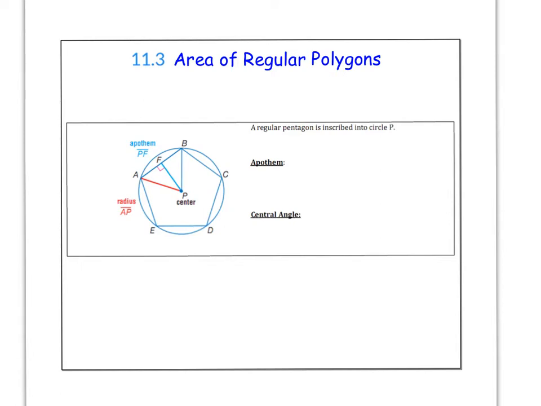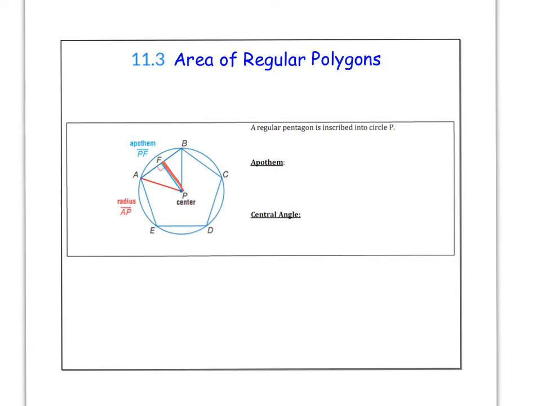And one of the new vocab words for today is the word apothem. And an apothem is kind of like a radius. In a circle, you can have a radius that starts at the center of the circle and goes to the edge. Well, in a polygon, you have what's called an apothem. And so right here, FP is an apothem. It starts at the center of the polygon and goes to the middle of one of the sides of the polygon. Let's actually write the definition out.